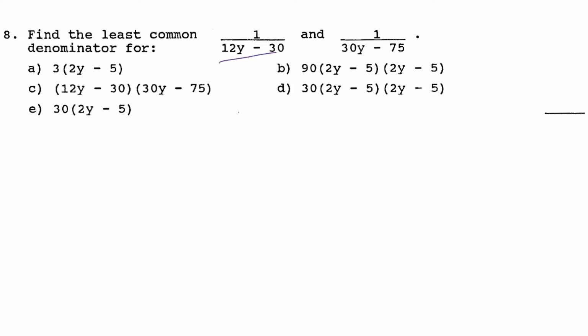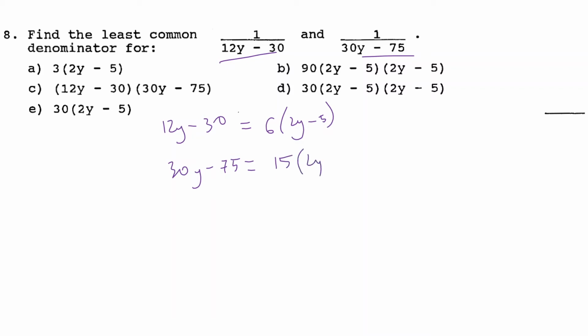Find the least common denominator. All right, so we have to factor both. 12y minus 30. Let's go with 6. That's 2y minus 5. Great. Cannot factor this more. Now 30y minus 75. Let's do 15, right? So that's 2y minus 5 as well. Bingo. So 2y minus 5 is common.